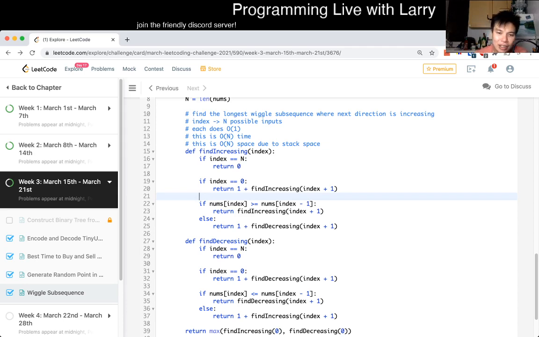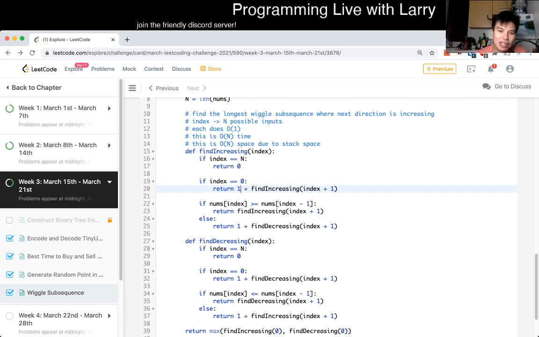But in this case, note that for every input to index, we don't have any branching, right? We only look at the next element. So index is always going to look at index plus 1 and only one possible outcome, right? So in that sense, because we don't have to make any decision, we always return directly. We don't actually have to memorize because it is essentially a for loop in a funky way.